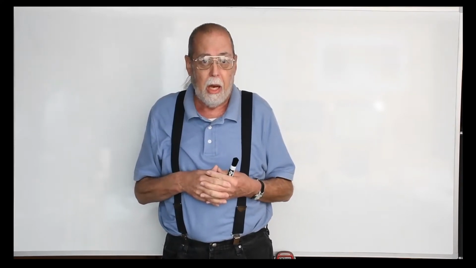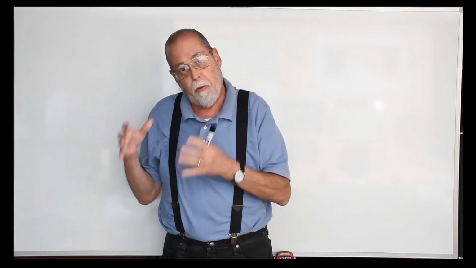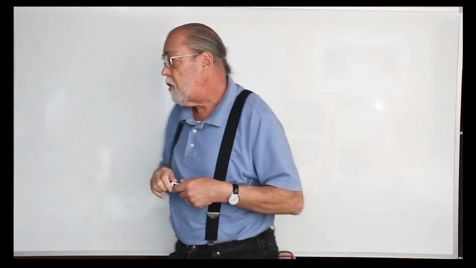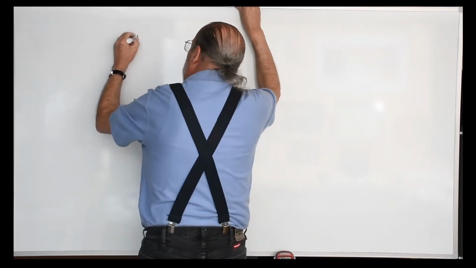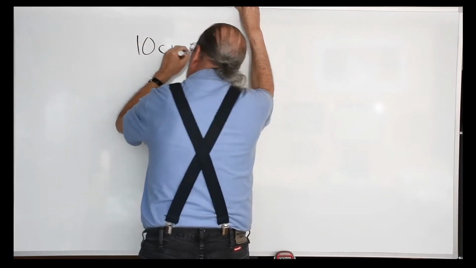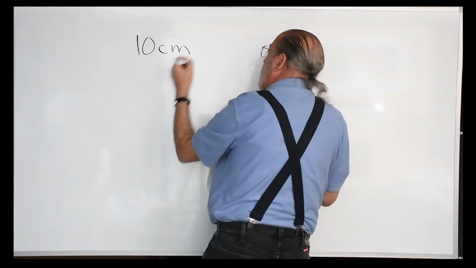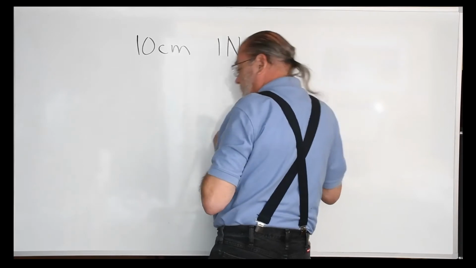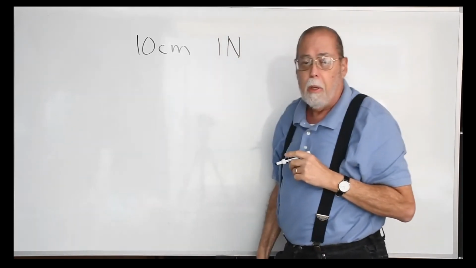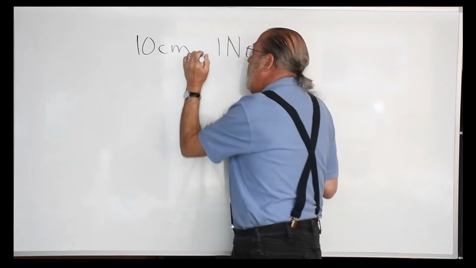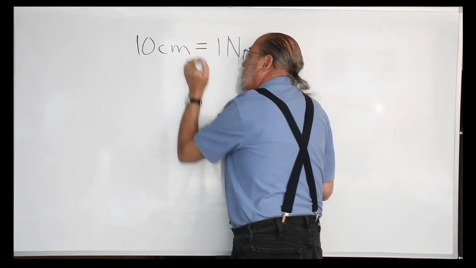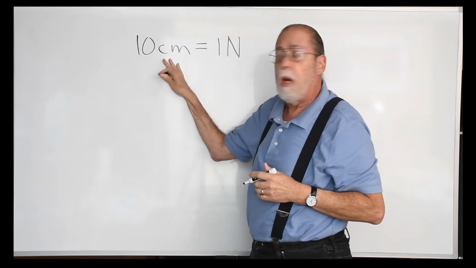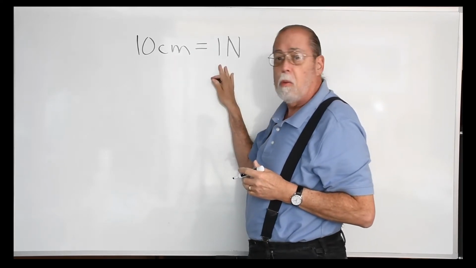In this exercise, we are going to represent forces on a piece of paper. We are going to use the scale that 10 centimeters on the paper represents 1 Newton of force. Now, it doesn't make sense to put an equal sign in there because you can't directly compare centimeters to newtons.